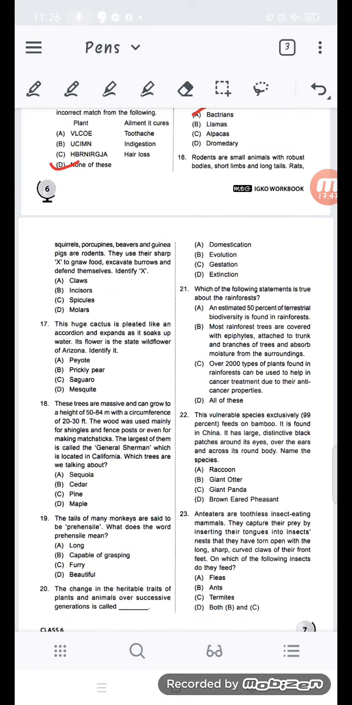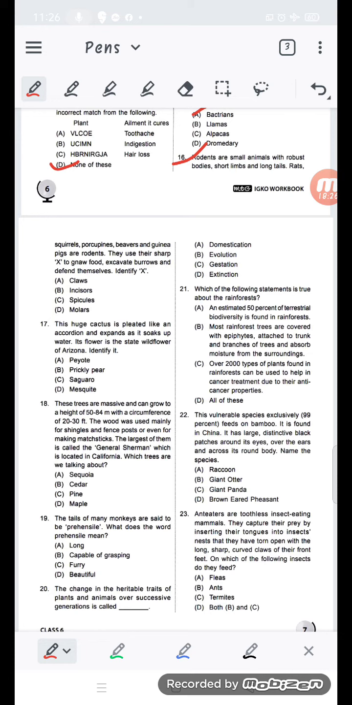Rodents are small animals with robust body, short limbs and long tail. Rats, squirrels, porcupines, beavers and guinea pigs are rodents. They use their sharp edges to gnaw foods, excavate burrows and defend themselves. Identify that edge. What are the sharp things used to gnaw foods? A is claws. B is incisors.